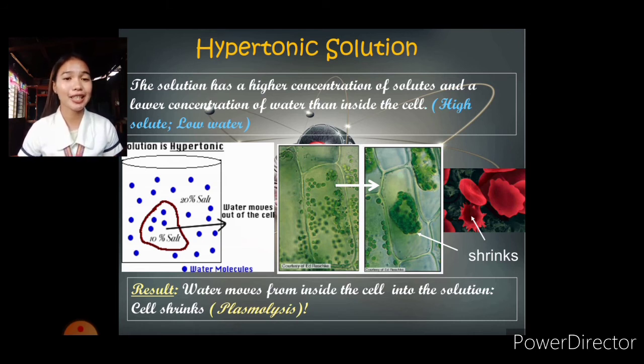This process is called plasmolysis. So you can refer to the picture shown. As you can see, the water moves out of the cell. So later on, the cell shrinks in the last process.